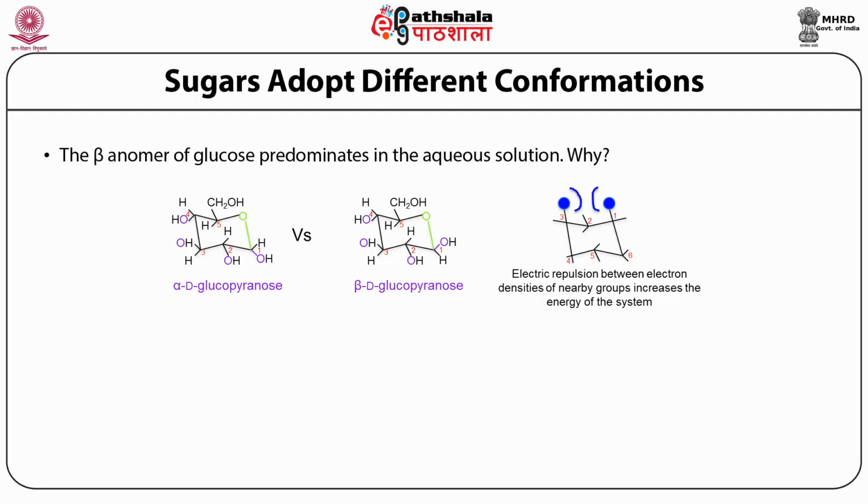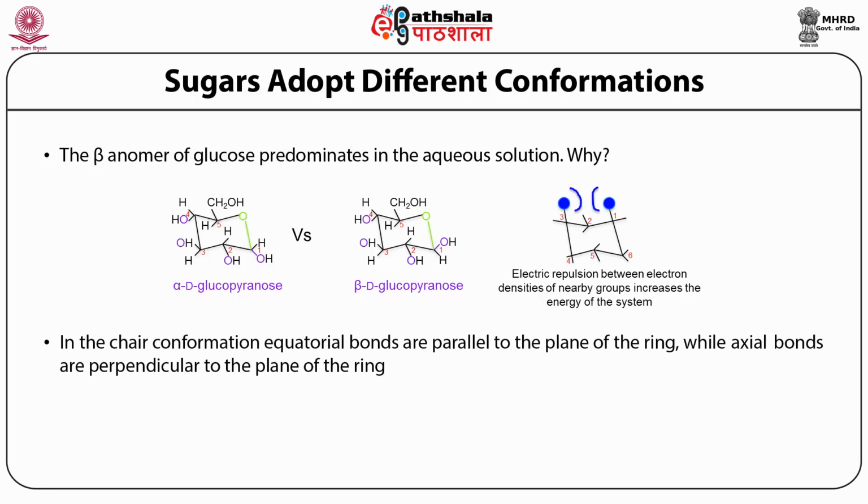So the pyranose structures can adopt a chair conformation wherein there can be two kinds of bonds. In the chair conformation, there are equatorial bonds that are parallel to the plane of the ring, while there are also axial bonds that are perpendicular to the plane of the ring. So bonds that are parallel to the plane of the ring are called equatorial, and bonds that are perpendicular to the plane of the pyranose ring are called axial bonds.